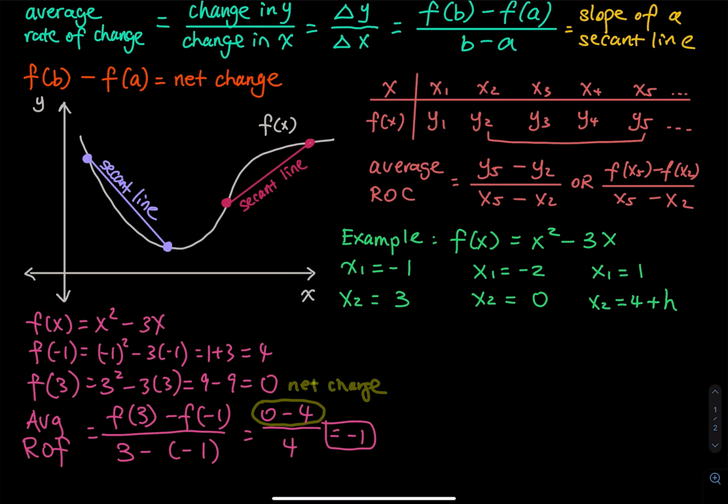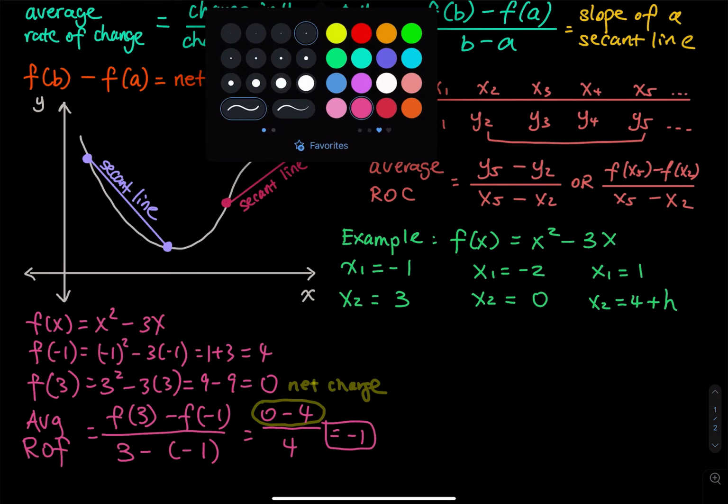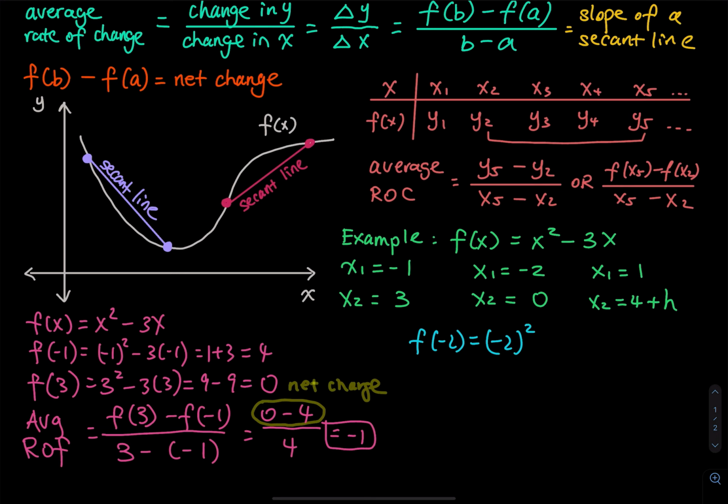The next piece we have f of negative 2. So we have f of negative 2, that is negative 2 squared minus 3 times negative 2, that is 4 plus 6 equals 10. F of 0, so 0 squared minus 3 times 0, this equals 0.